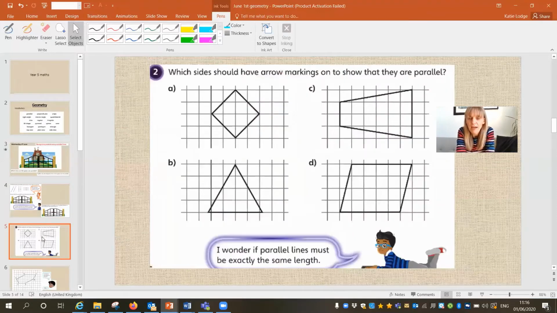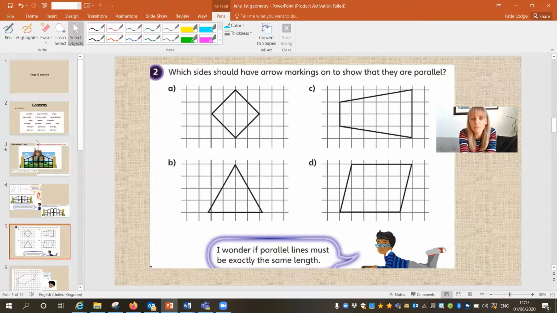Okay, so have a little look at these. Which sides should have arrow markings on to show that they are parallel in these different shapes that we've got here? Now at the bottom you can see there's a little thought bubble saying, I wonder if parallel lines must be exactly the same length. And the answer to that is no, they don't have to be. As long as they are going in the same direction as each other and they're never ever going to cross, those lines can be parallel.